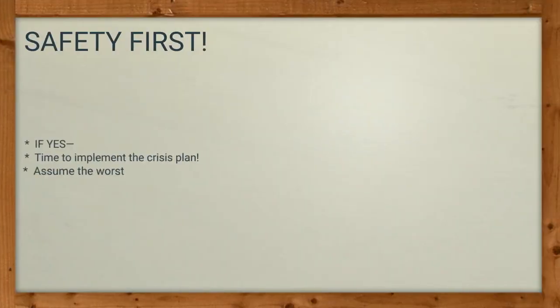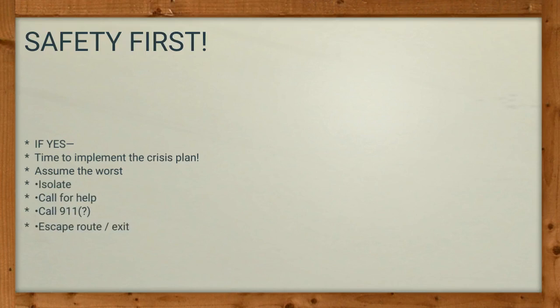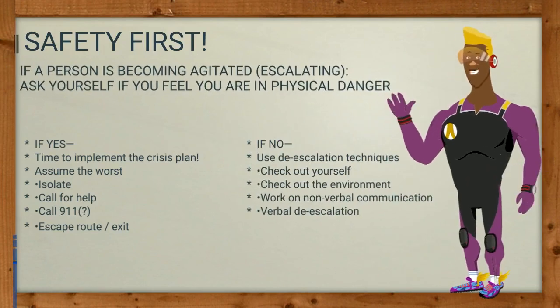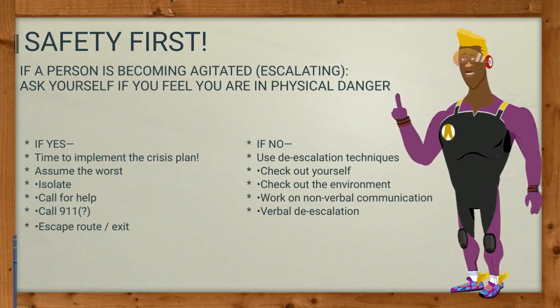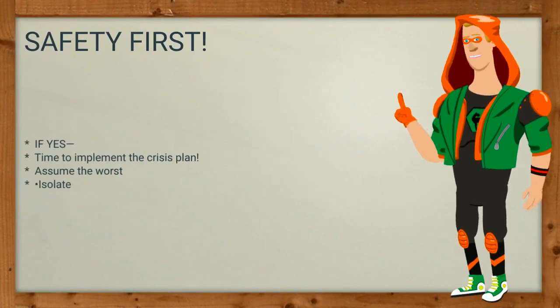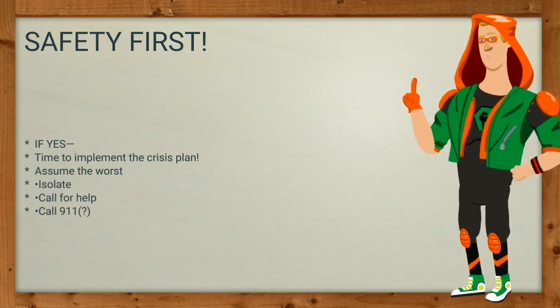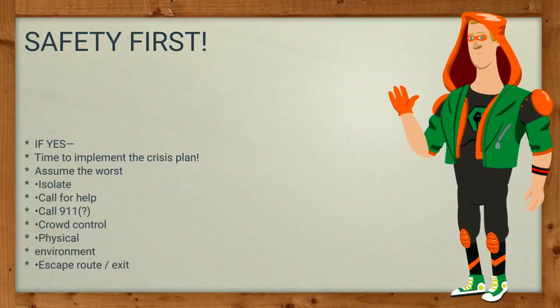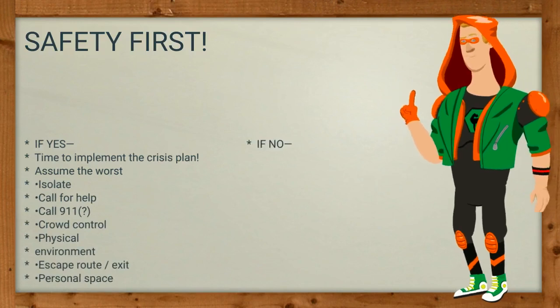Safety first. If a person is becoming agitated, ask yourself if you feel you're in physical danger. If yes, it's time to implement the crisis plan. Assume the worst. Isolate, call for help, call 911, escape route, and exit. So if no, use de-escalation techniques. Check out yourself, check out the environment, work on nonverbal communication and verbal de-escalation.